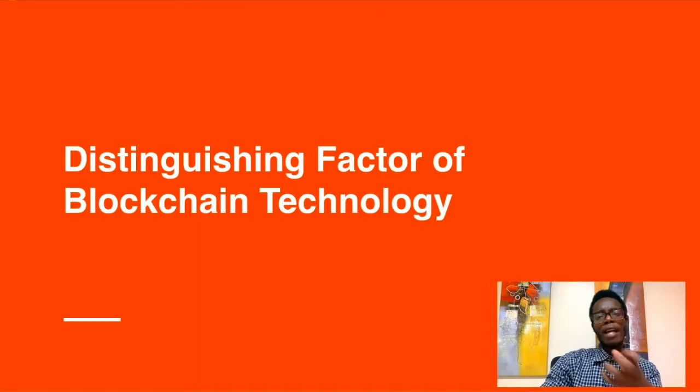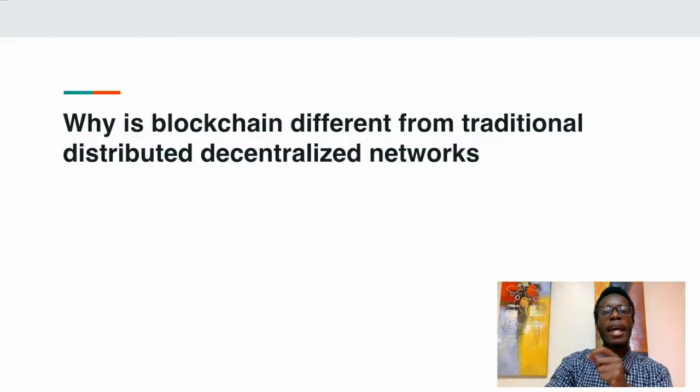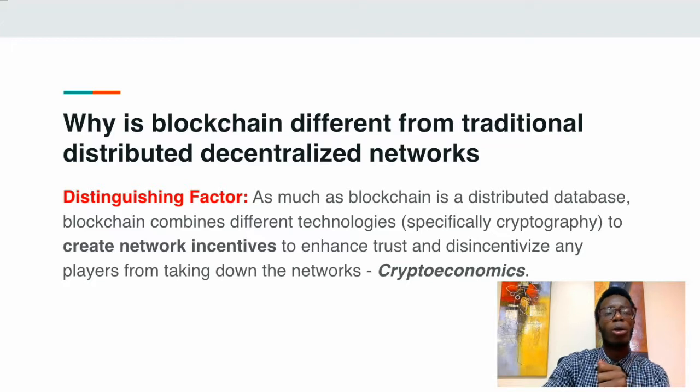So you might be asking, whatever you've talked about is pretty much blockchain being a database, and if it's any special database, it's just a distributed, decentralized database. But there is a distinguishing factor of blockchain technology that makes it more than just a distributed, decentralized database. Why is blockchain so different from these traditional decentralized networks? And this comes down to the protocol. The distinguishing factor of blockchain comes down to the protocol.